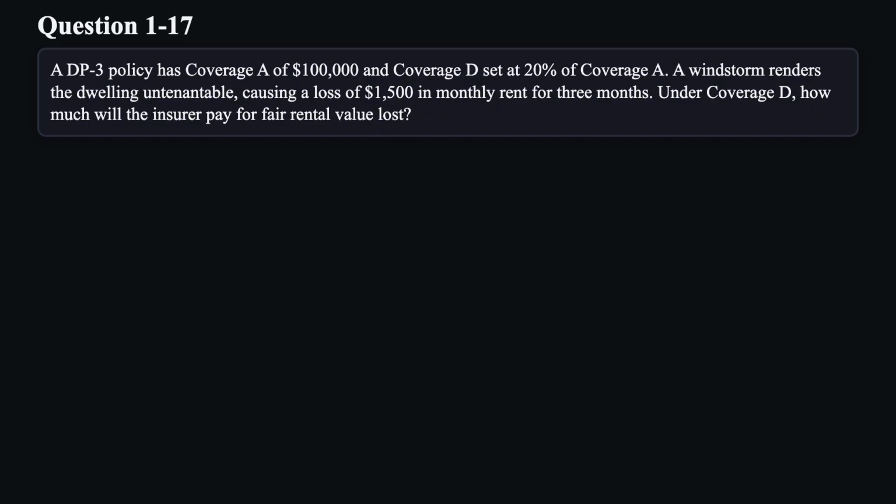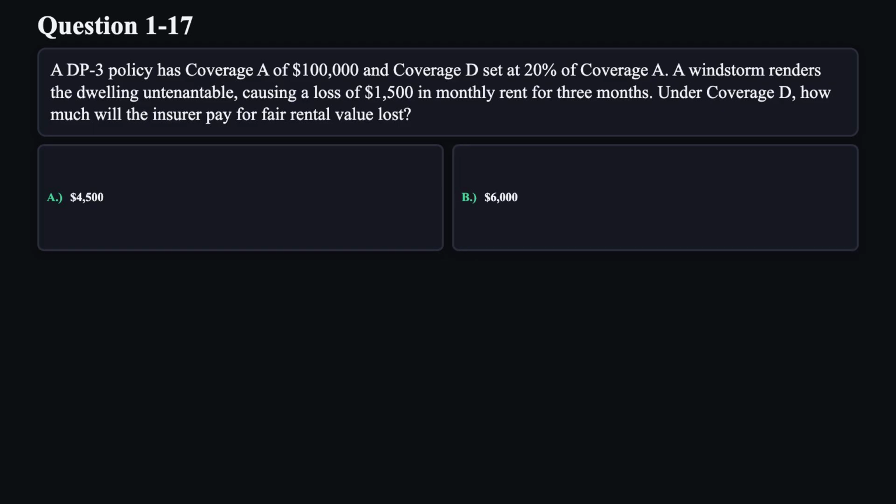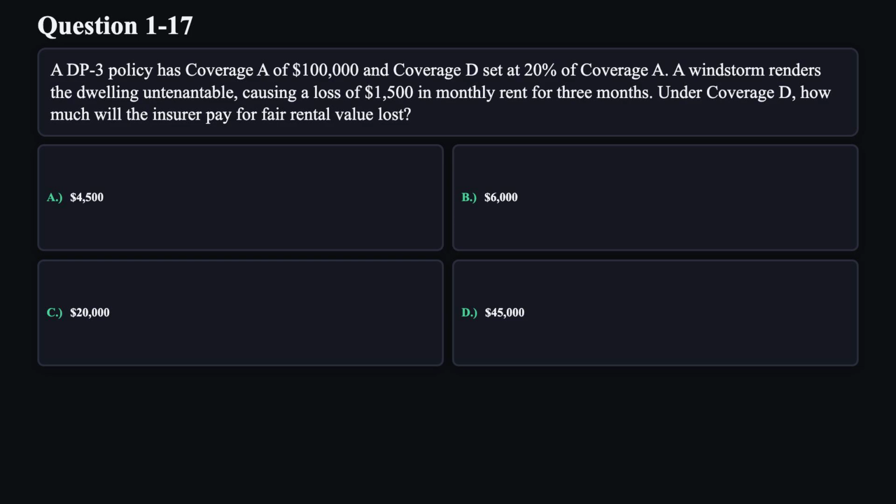Question 17. A DP3 policy has coverage A of $100,000 and coverage D set at 20% of coverage A. A windstorm renders the dwelling untenable, causing a loss of $1,500 in monthly rent for 3 months. Under coverage D, how much will the insurer pay for fair rental value lost? A. $4,500. B. $6,000. C. $20,000. D. $45,000.